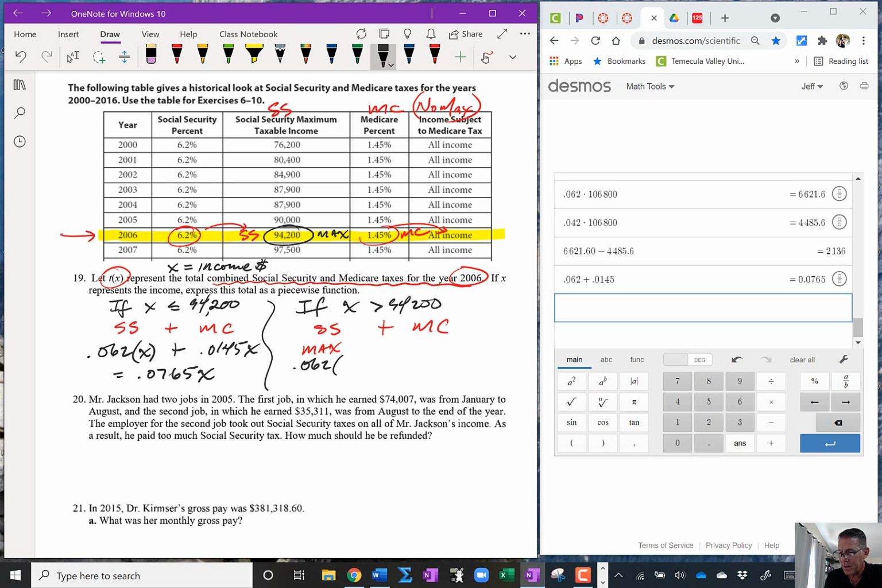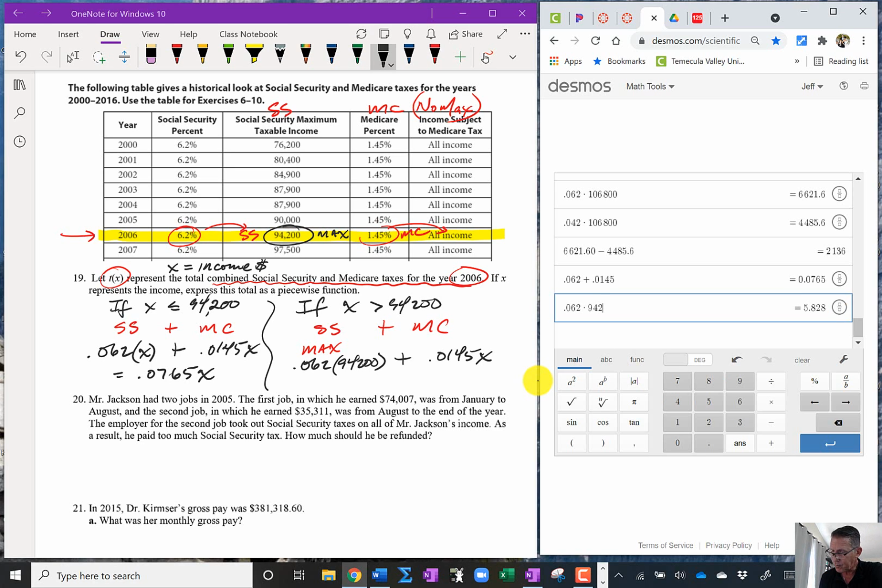So even if you earn $1 million, let's say, which is way over 94,000, you're not going to pay more than $5,840 for Social Security, but you're going to pay a lot more in Medicare, because Medicare taxes all your income that you make over 94,200, whereas Social Security, you max out at $5,840. Okay, it maxes out. That's what I've tried to tell you.